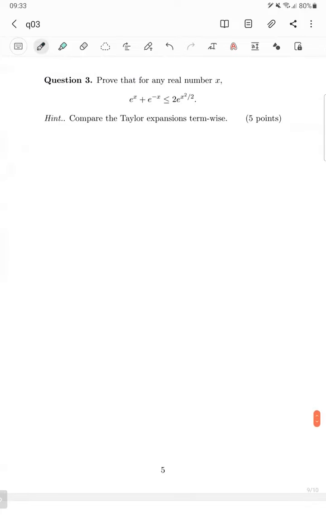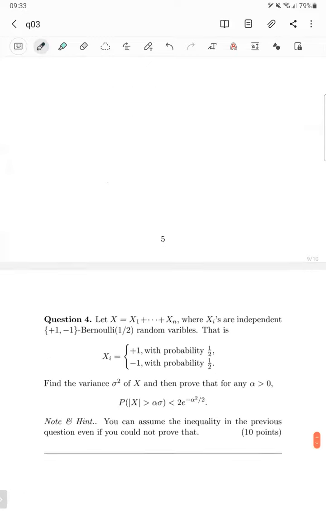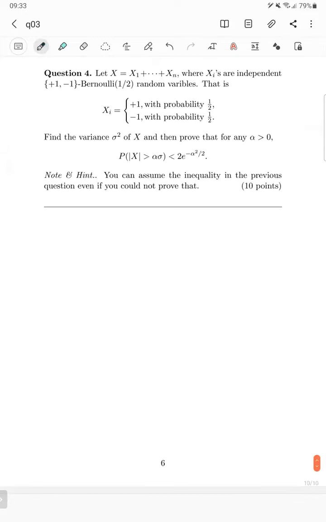Okay. So question 3, I think most of you have got it correct. I don't want to spend time here. You expand the Taylor series and then compare term by term. The crux is essentially in proving that (2n)! is greater than 2^n times n!. These terms will come in the denominator. That's the only difference between these two expressions. So if you can prove that, then this is done. In the interest of time, I will skip that and go to the next question.